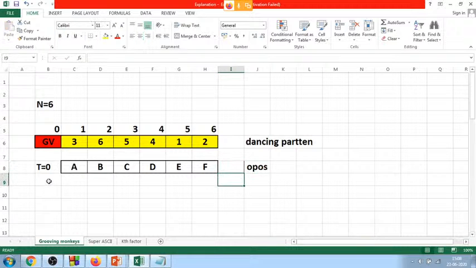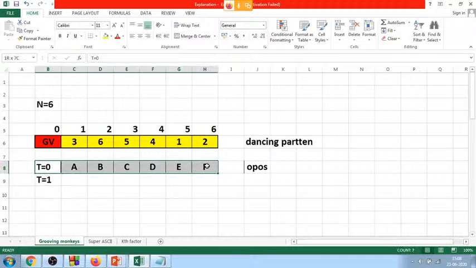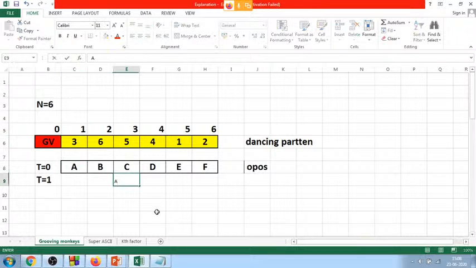Clear? When your t value is equal to 1, what happens? Guys, is that clear so far? This is the initial value at the 0th second. Right now they are going to start dancing. This is the dancing pattern they mentioned. At the first second, the monkey at the 1st position should move to the 3rd position. That means A will move to the 3rd position. Clear? This is what they are given.